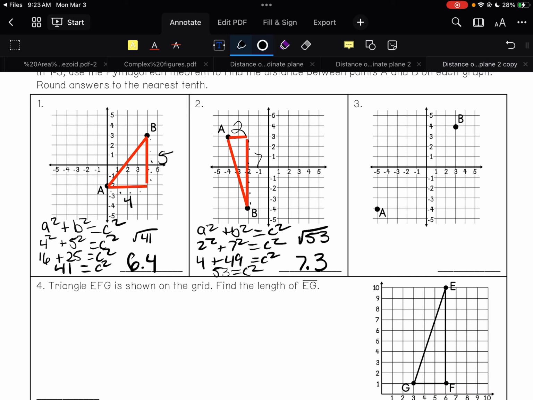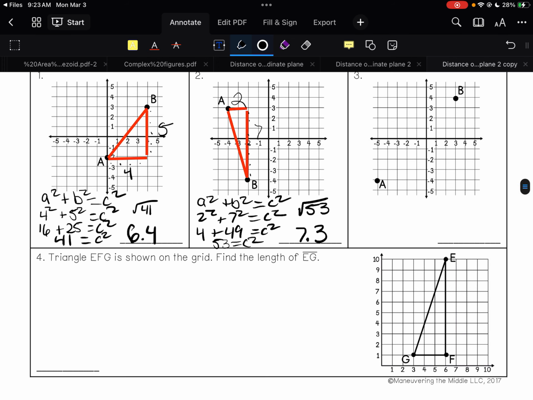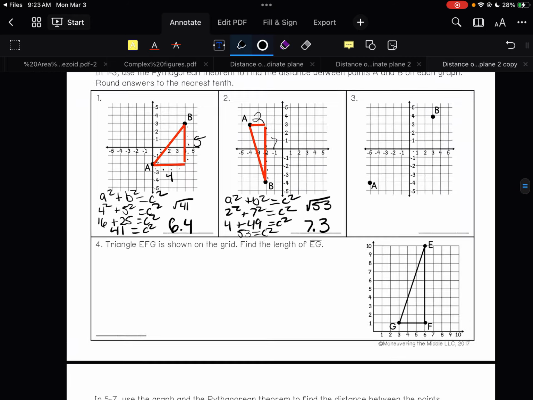All right, I want you to go ahead and pause, and you're going to do the next two. This one you have to draw your triangle on. The next one, they already gave you a triangle, and you're just finding E and G. If you need any help, please raise your hand, ask questions, and I'll be happy to help.